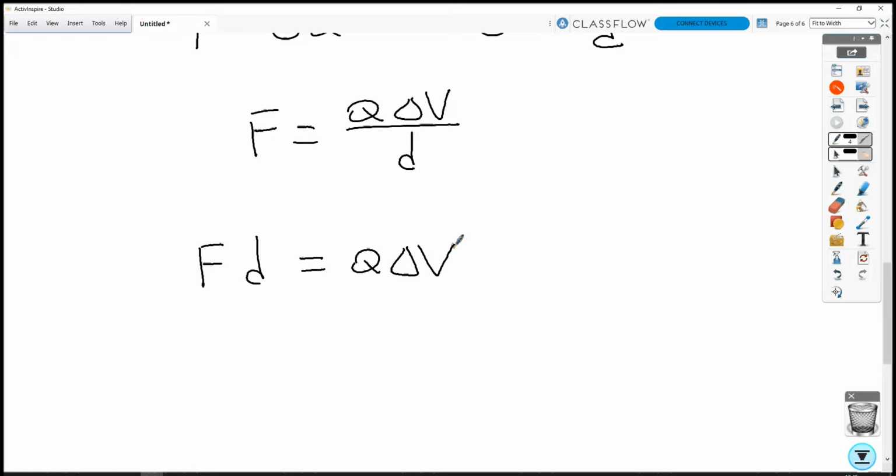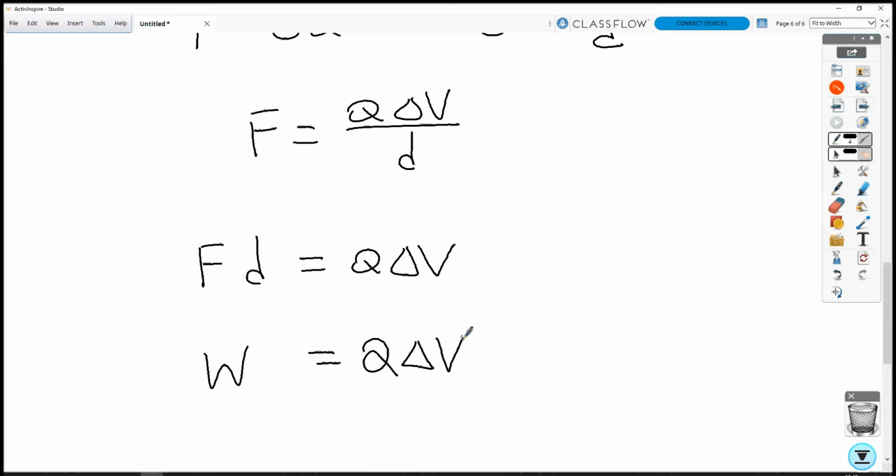Now the force is vertical, right? The separation is also vertical, right? So the distance and the force are parallel. Force times parallel distance is what? Work done. So the work done is equal to Q delta V.